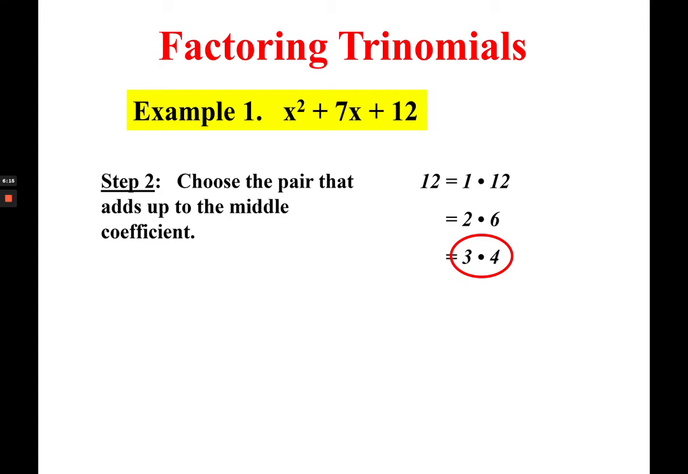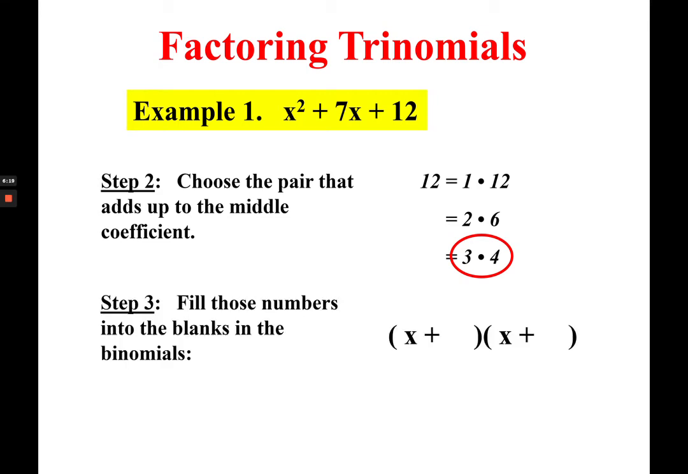Since we all know that x squared has a factor of x times x, it's going to be like this: x times x, and then the factors of 12 are 3 times 4. And then we just fill it up. If we are going to perform checking, remember, outer is 4x, inner is 3x, 3x plus 4x is 7x. Therefore, indeed, this is the correct factor of x squared plus 7x plus 12.